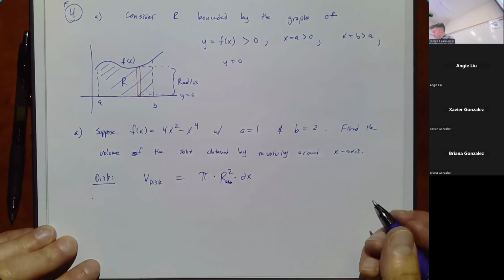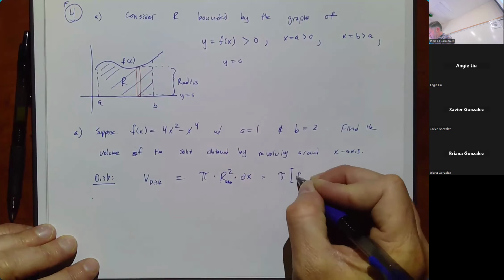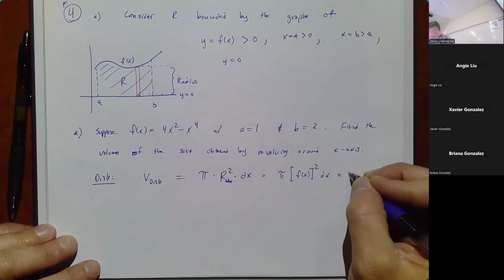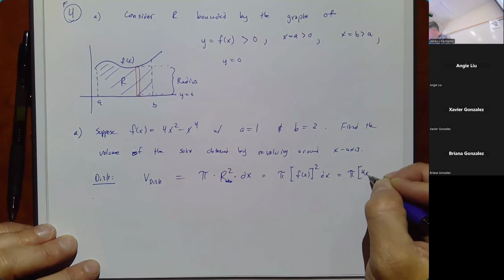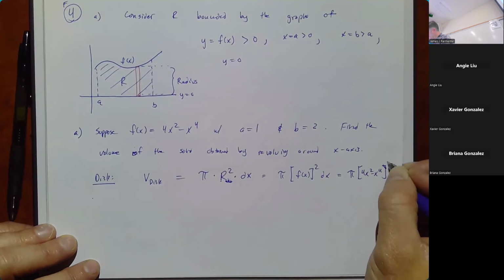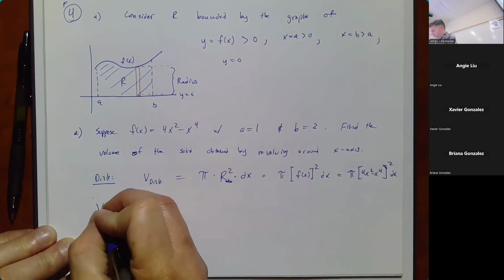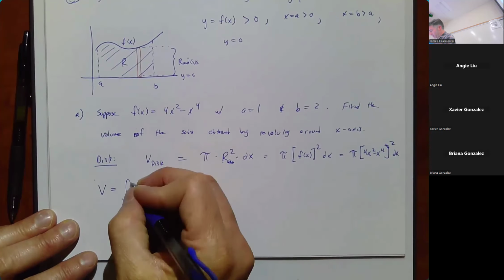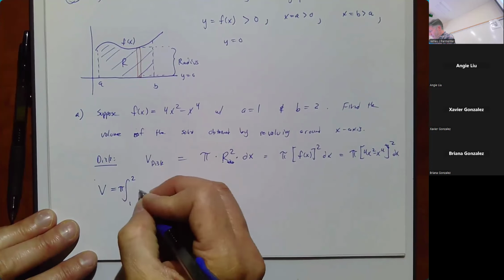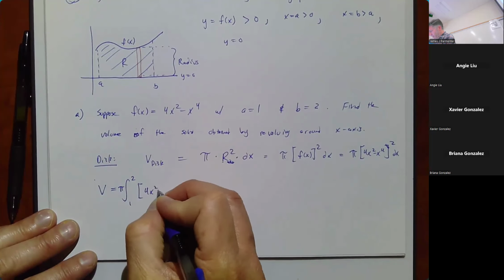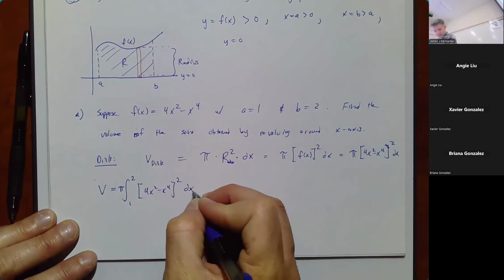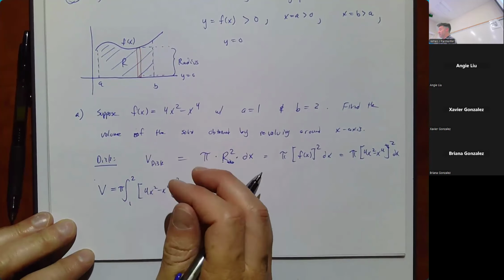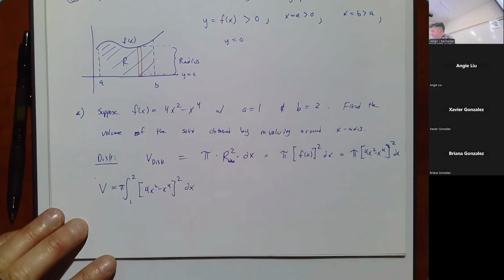So then the height of our function is just f of x, which in this particular case is 4x squared minus x to the 4th. So we've got pi times 4x squared minus x to the 4th, squared. So then the total volume is going to be the integral from, they gave us the bounds, x equals 1 to x equals 2, of pi times 4x squared minus x to the 4th squared dx. And the question does say calculate, not just set up. So we actually have to do the rest, which is kind of terrible.